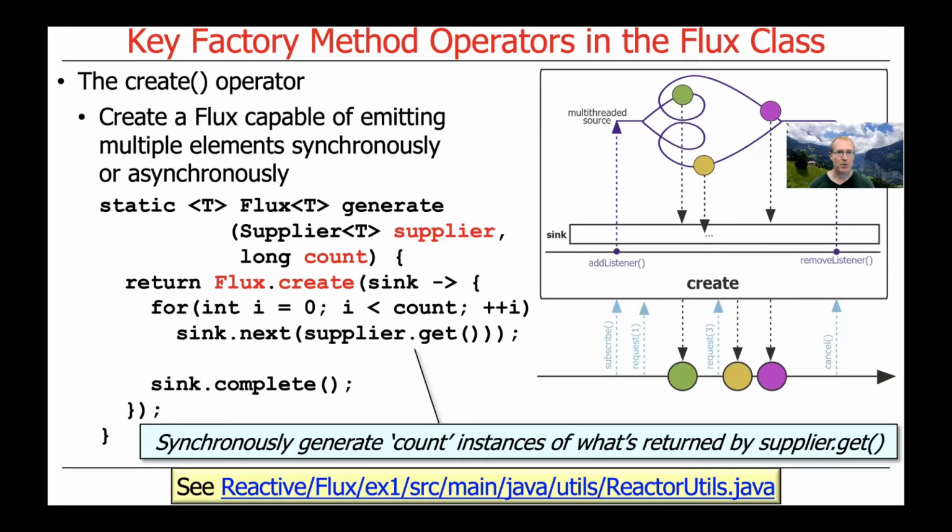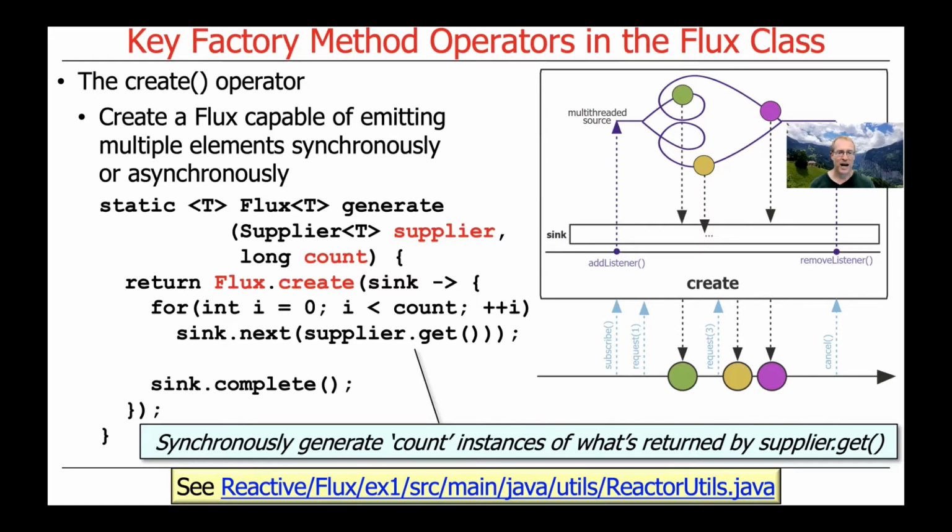So this is an example that comes from one of the utility classes called ReactorUtils that we have in the various examples and the case studies for the course. In this case, it's a method called generate. The idea of generate is to take a supplier parameter, which has a get method, and a count, and then to go ahead and use the Flux.create factory method to generate count number of calls to supplier.get.